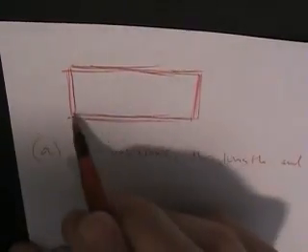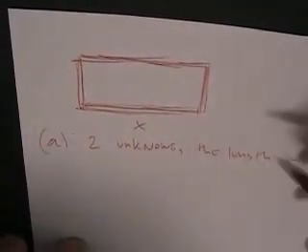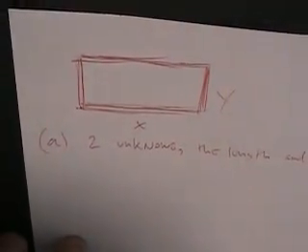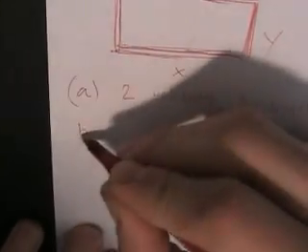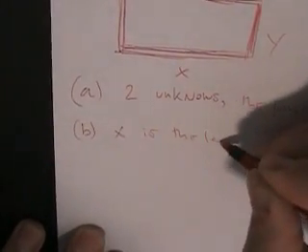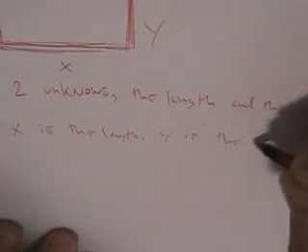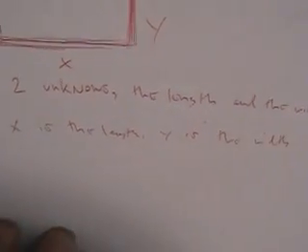Now for part B, it says let x be one of your unknowns and indicate what x represents. If we go back to the figure here, what if we let this length be x? Okay, and then it says we're supposed to use a y. So let this width be called y. Okay? So for part B, something like x is the length, right? And then y is the width. Just forgive this horrible writing. So that's part B, right?